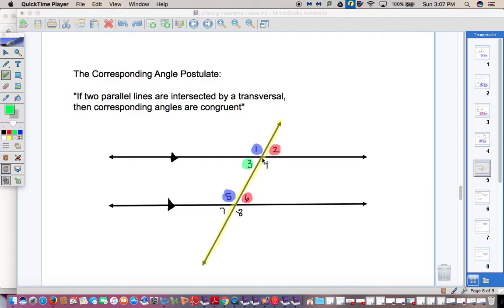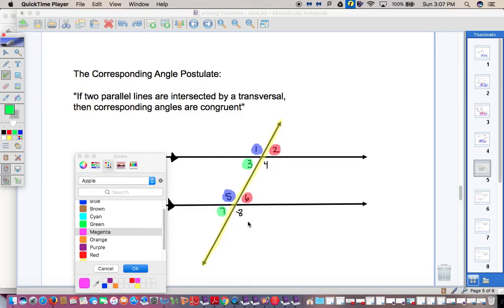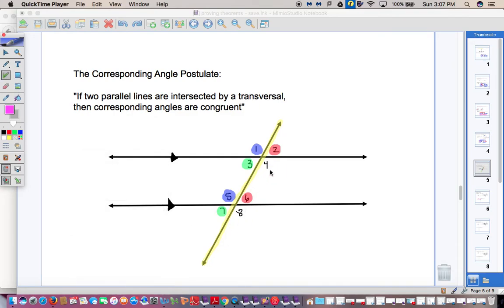Angle 3 is to the left of our transversal, below our parallel line, and that's in the same location as angle 7, to the left of our transversal and below the parallel line. And then we've got angle 4 is to the right of our transversal and below the parallel line. And here we've got angle 8 in that same corresponding location. Okay, so we can say that angle 1 is congruent to angle 5. And we know that because they're in corresponding locations.